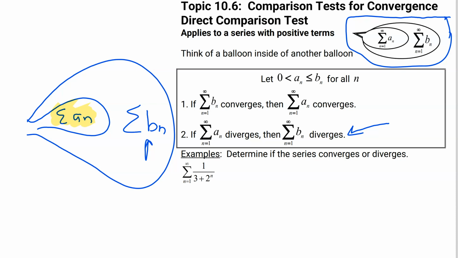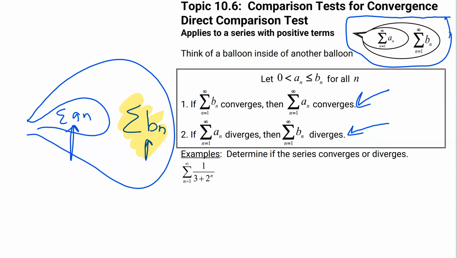Now, similarly, if I were to let all the air out of B sub n, in other words, B sub n is going to converge to something and stop there. Like, we'll let B sub n hold 10 gallons of air, something like that. Well, then you know what? A sub n will be forced to converge. And that's what the first part says. So this is called the comparison test.